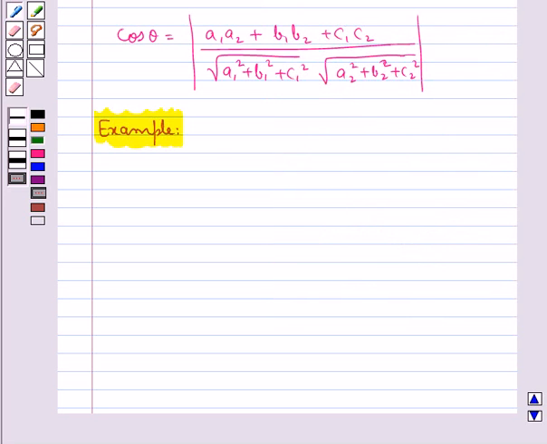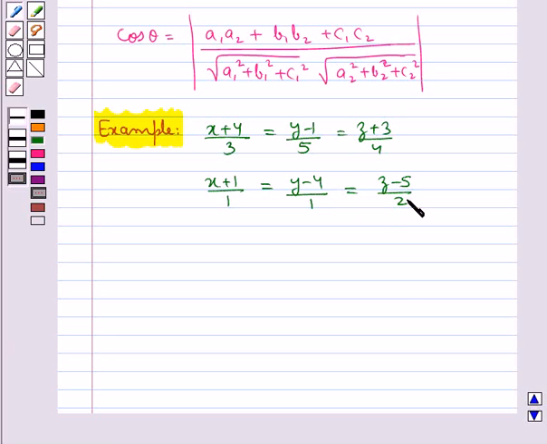Suppose we are given the equation of two lines as x plus 4 upon 3 equal to y minus 1 upon 5 equal to z plus 3 upon 4 and x plus 1 upon 1 equal to y minus 4 upon 1 equal to z minus 5 upon 2. We have to find the angle between these two lines.